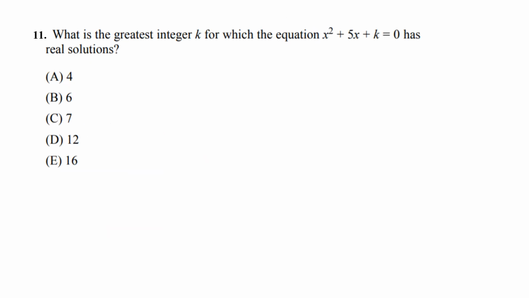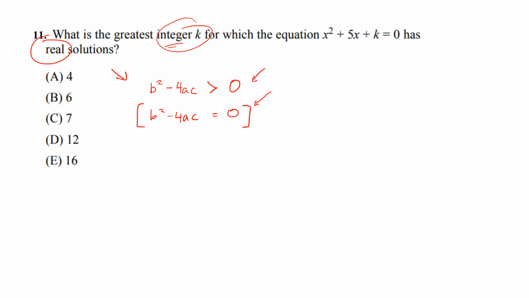Okay, this is similar to a previous problem we've done. What is the greatest integer, k, for which the equation x squared plus 5x plus k equals 0 has real solutions? Let's remember what that means again. A real solution means b squared minus 4ac has to be greater than 0, right? Or actually, the limiting case here is when it equals 0. It's still okay. Once it starts to be less than 0, we're not good. So this is kind of our limiting case. This would give us two solutions. This gives us one real solution, but it's just asking for a real solution, right?